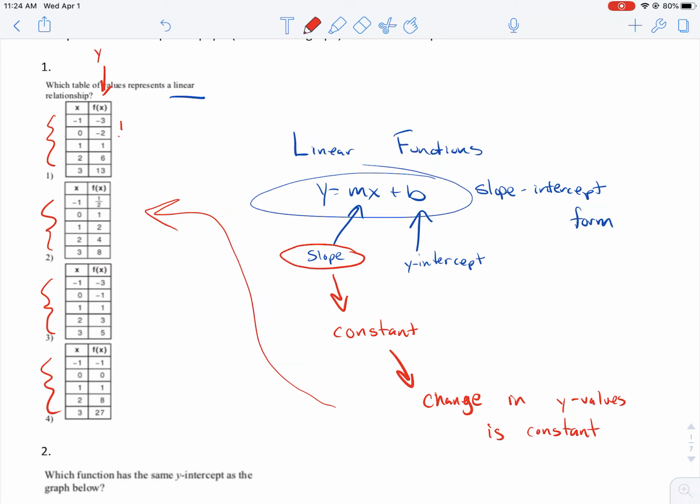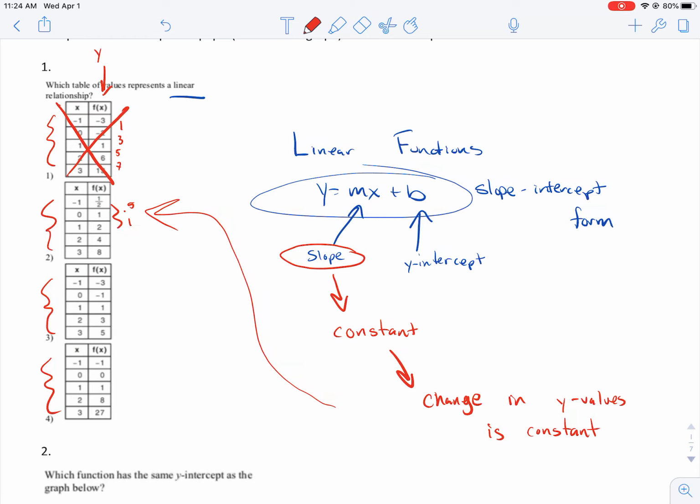Let's go to the first one. It increases by 1 here, and from negative 2 to 1 it increases by 3. From 1 to 6 it increases by 5, and from 6 to 13 it's increasing by 7. So as you can see, this one is going up, but it's not going up by a constant amount. It's not going up by the same thing each time. So that one's out.